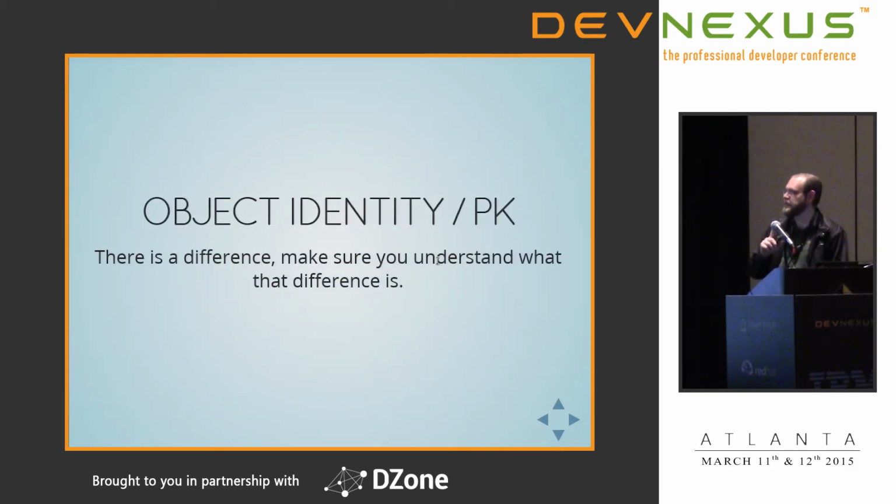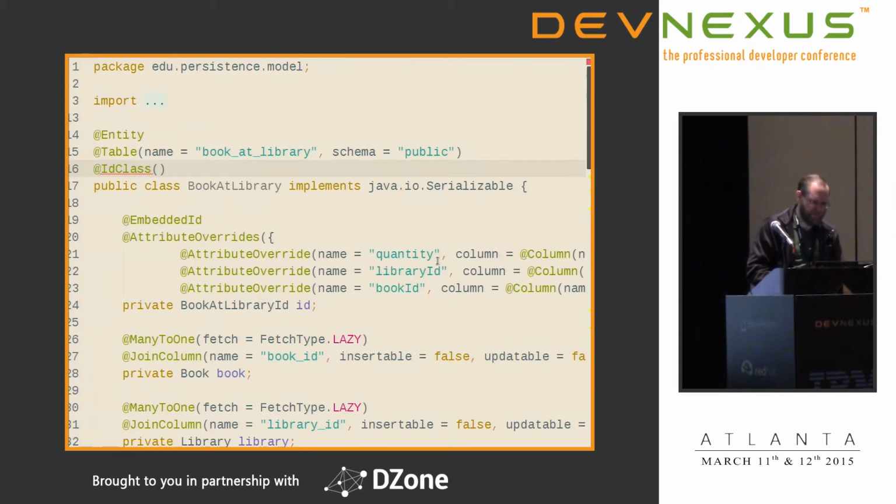Okay, this one is another one of those tips. There is a difference between Java object identity and identity in the database. The database assumes that if the primary key is the same, it's the same object, right? Well, that may not necessarily be the case in Java. So one of those things you need to do, and let's go back to book.